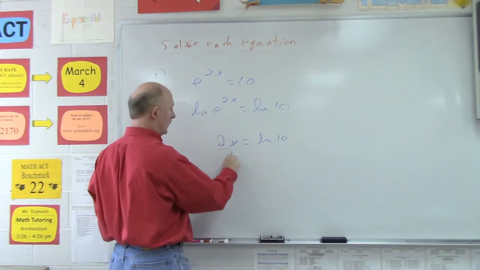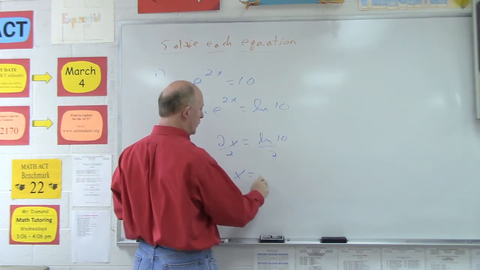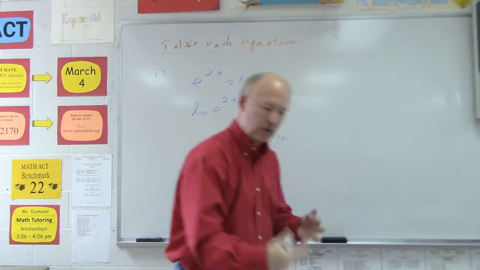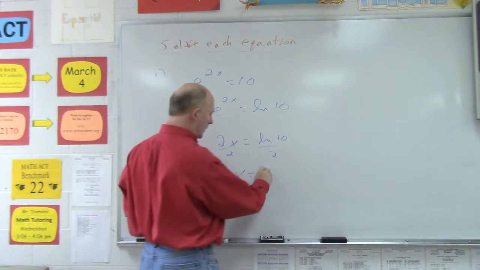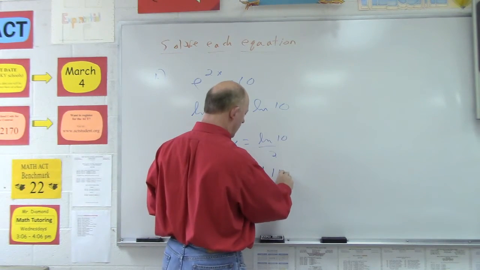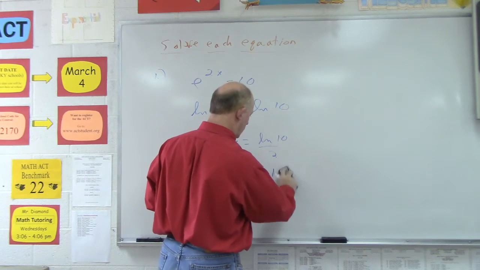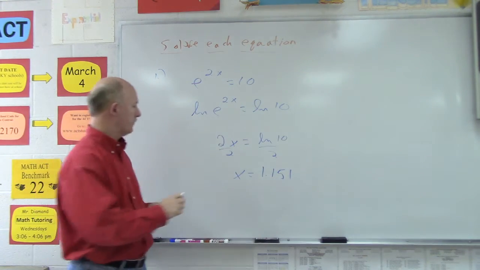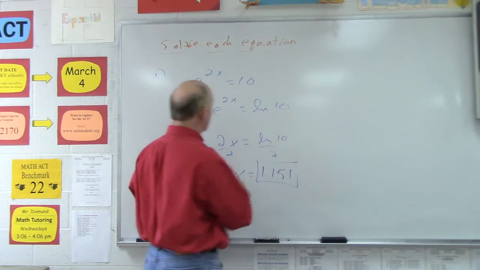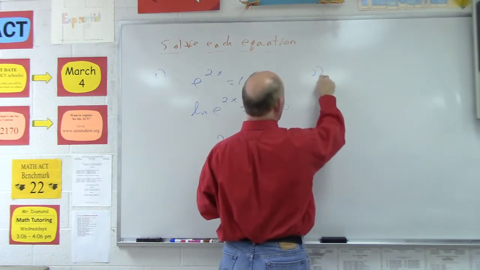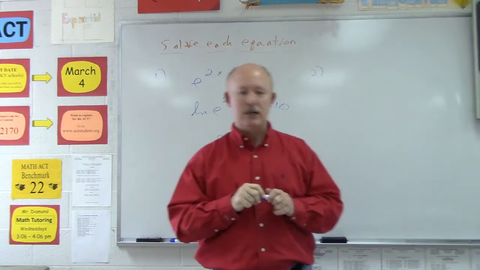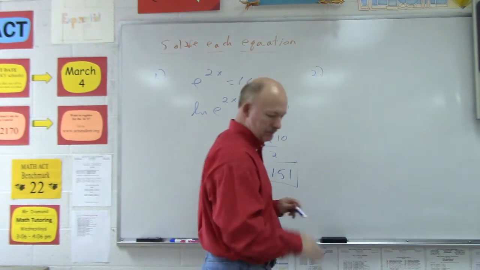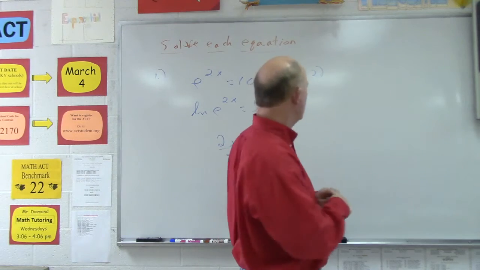And then last, we're going to divide by 2. x is equal to natural log 10 divided by 2. Now, I did this earlier, so you can check me on my calculation here, 1.151. So 1.151. That should be our correct answer. Okay, let's try another example, number 2. Okay, let's try another exponential equation, if you will. Well, actually, this isn't an e equation. We'll do one that's not an e.